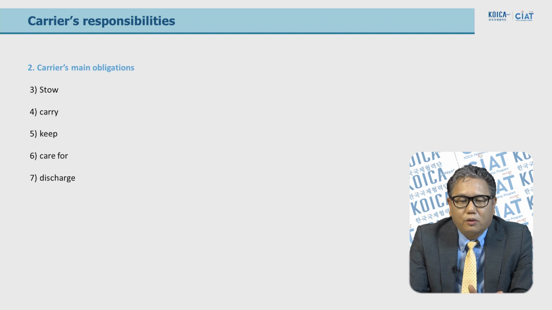So according to the Hague-Visby rules, Article 3 mentions, from loading to discharging, seven items about the carrier's main obligations.